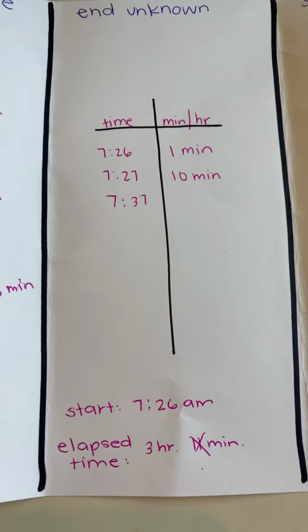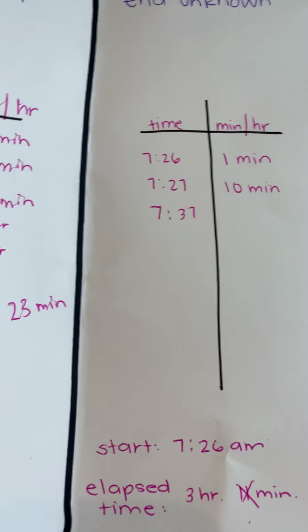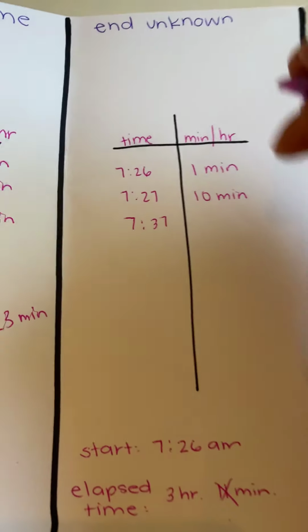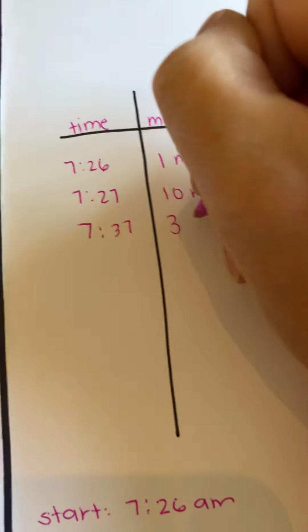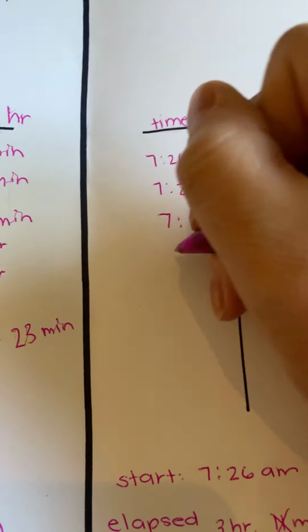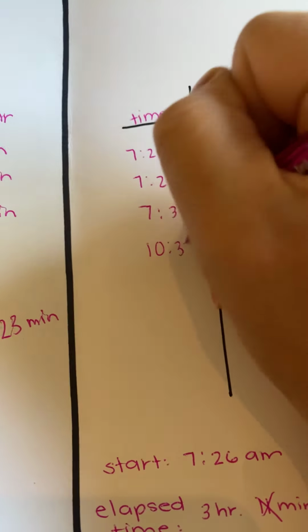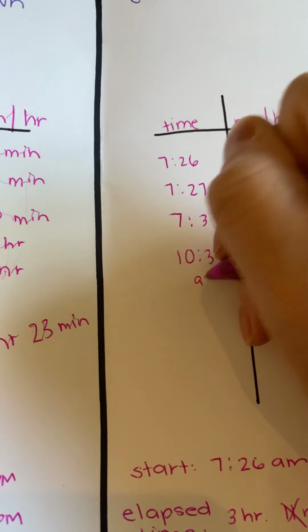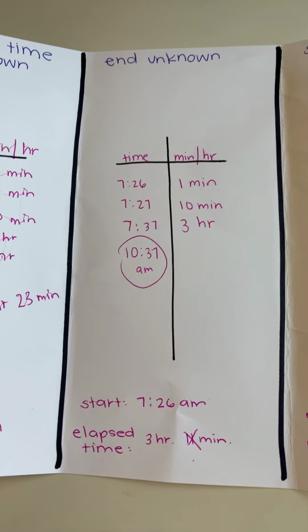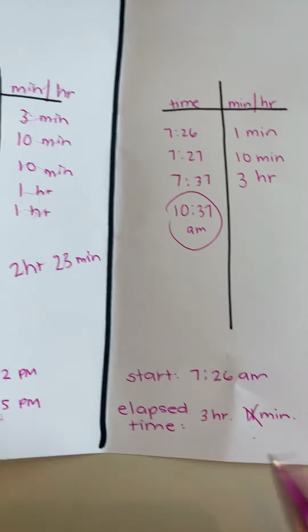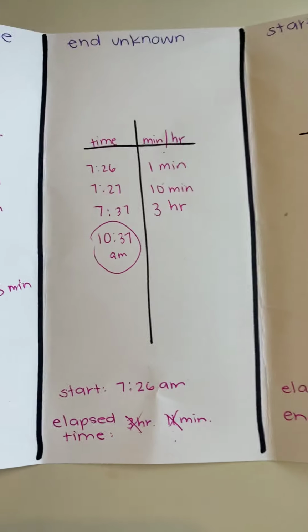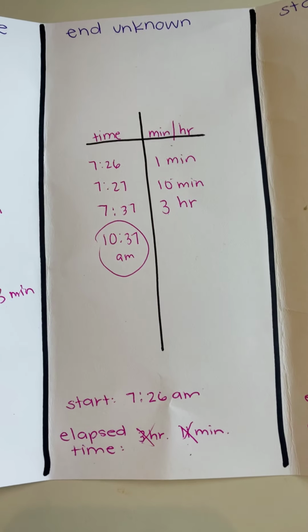I can do them 1 at a time, or I can do 3. I'm going to go ahead and do 3 because I know that 7 plus 3 is 10. That's one of our 10s facts. So I'm going to go ahead and say 3 hours. And then that would be 10:37 a.m. And that would be our end time. Because you see, 3 hours, 11 minutes. We did exactly what it told us to do, so now we're done.